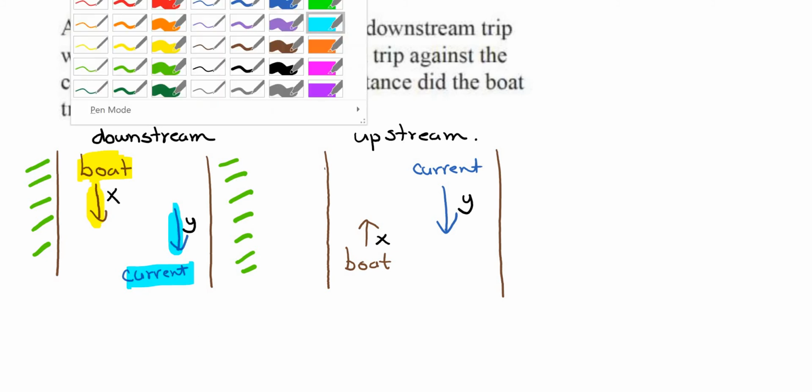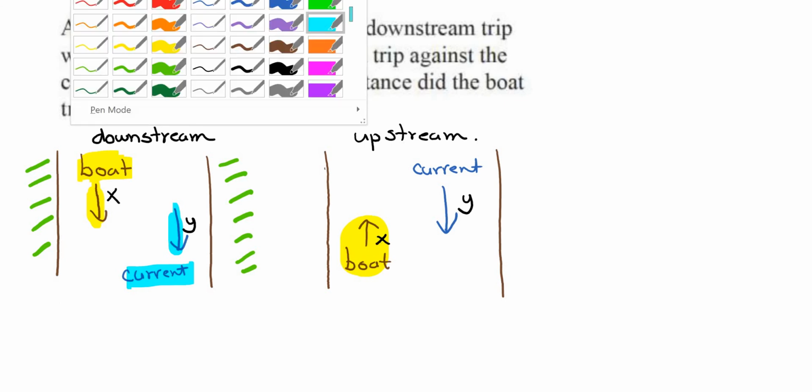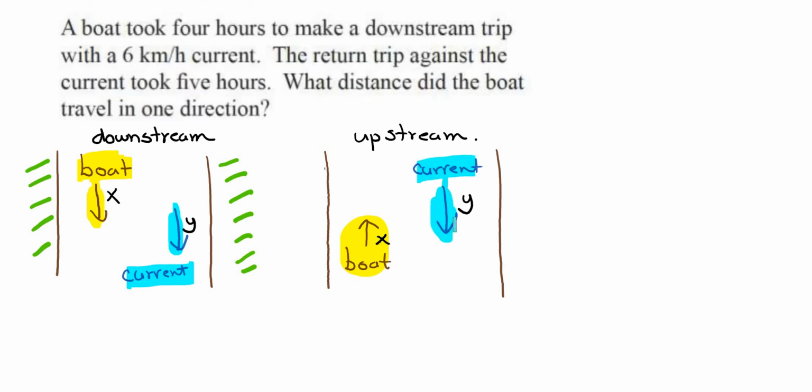In the upstream direction, the boat is now going up, but the current is still going down. So if you think about it, the speed of the boat should be slower in the upstream situation compared to the downstream. So x represents the speed of the boat, and y is the speed of the current. All right, so let's see if we can put together some equations for this particular problem.